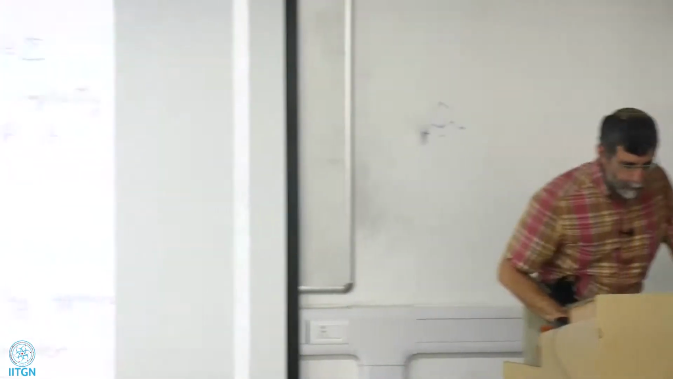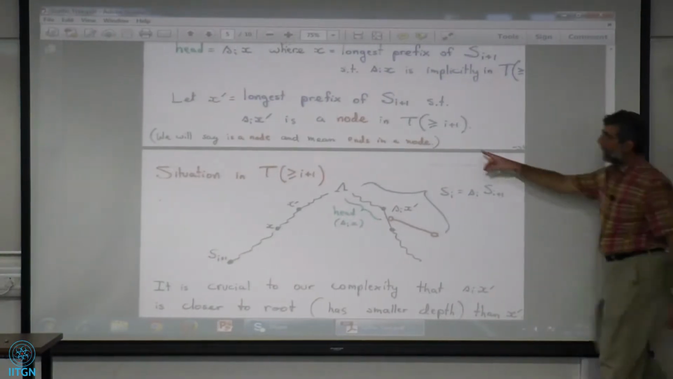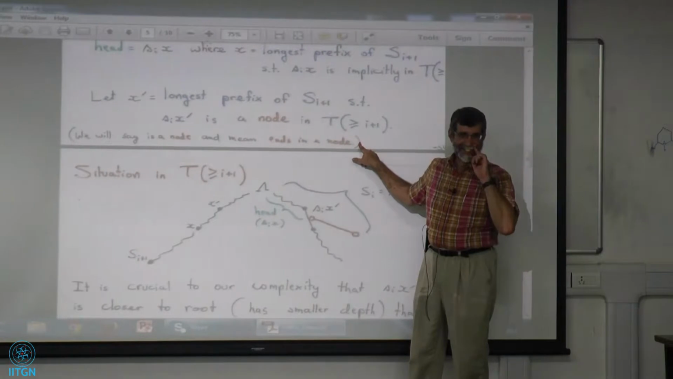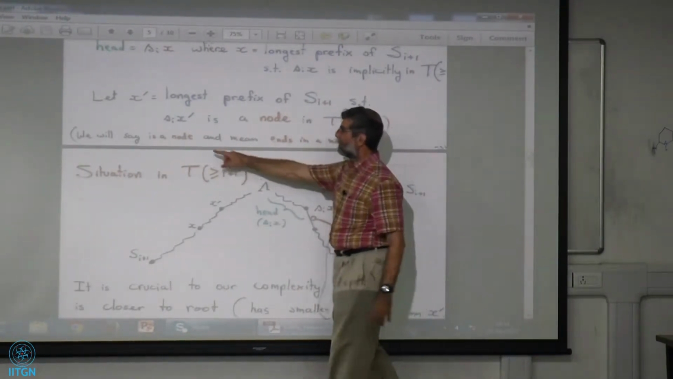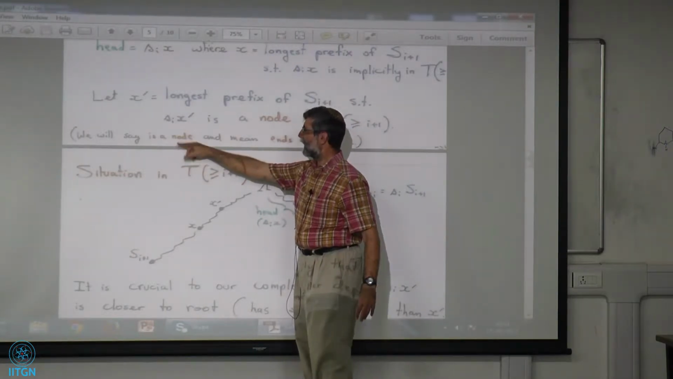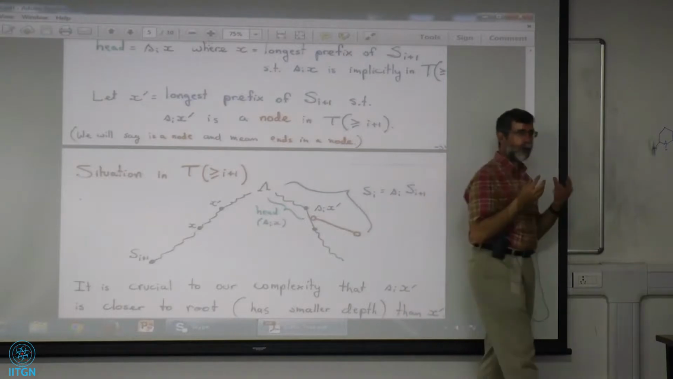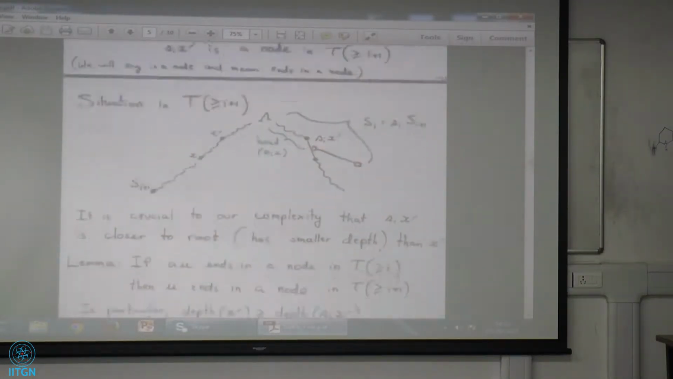Let's see if I was senile or I said that somewhere. Okay. So yeah, it was in a little font and it was in parentheses, and I didn't say it. But we will say that something is a node and mean ends in a node. So that some string is a node, we mean ends in a node. Okay? Yeah. Thanks for keeping me honest.